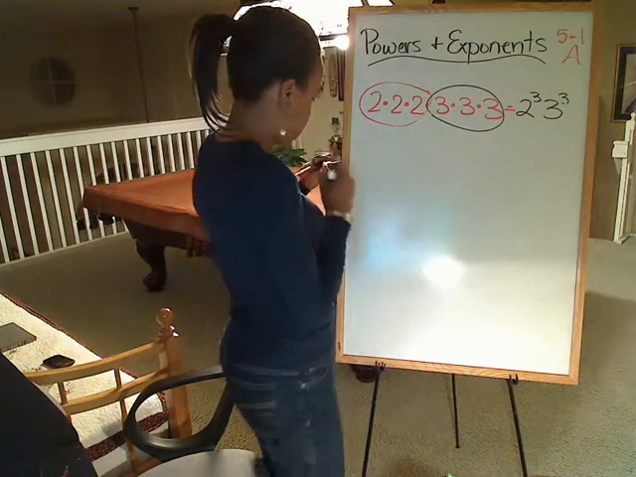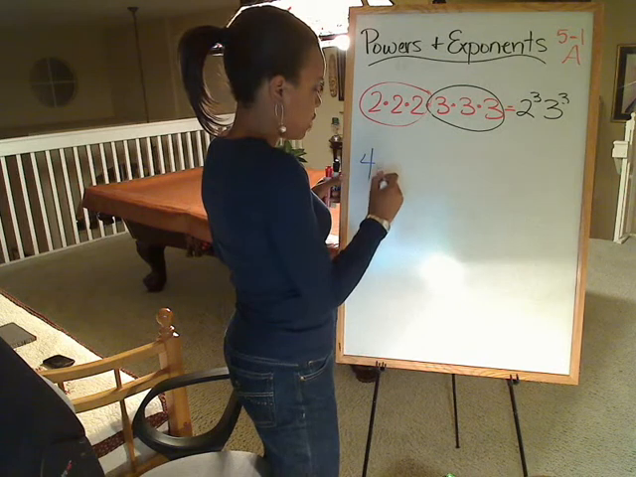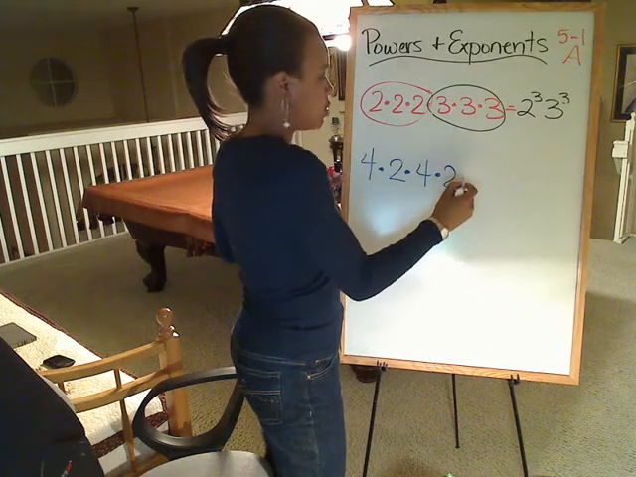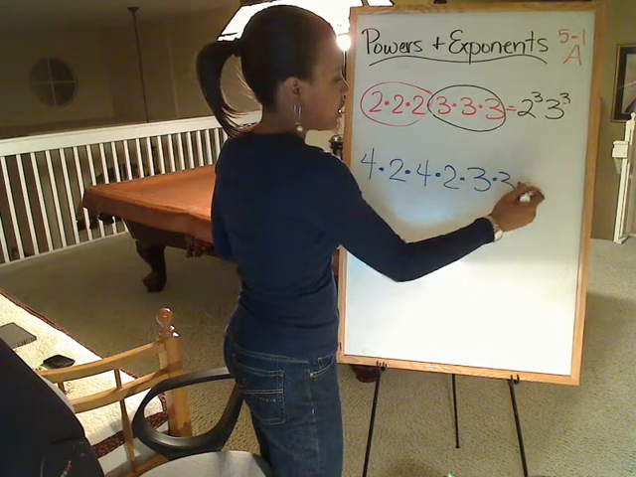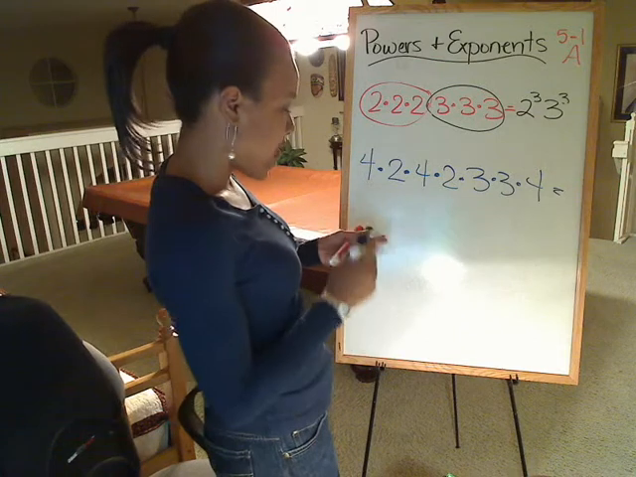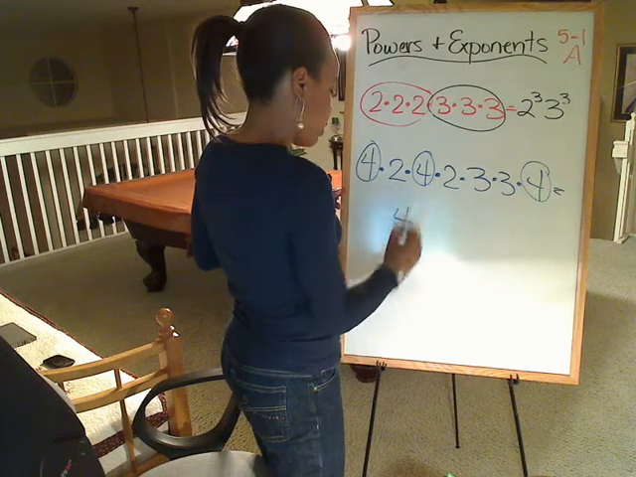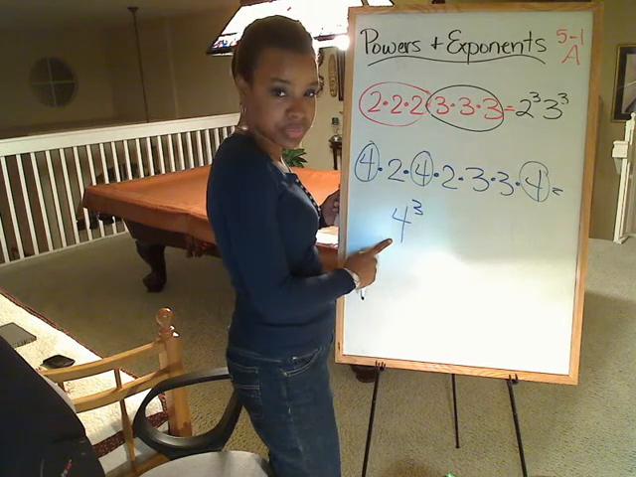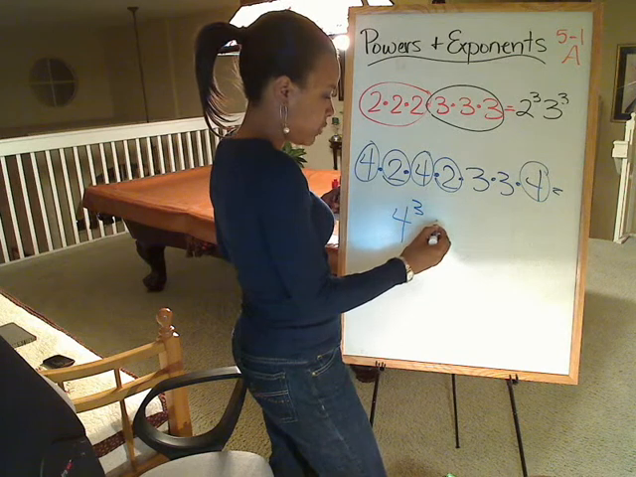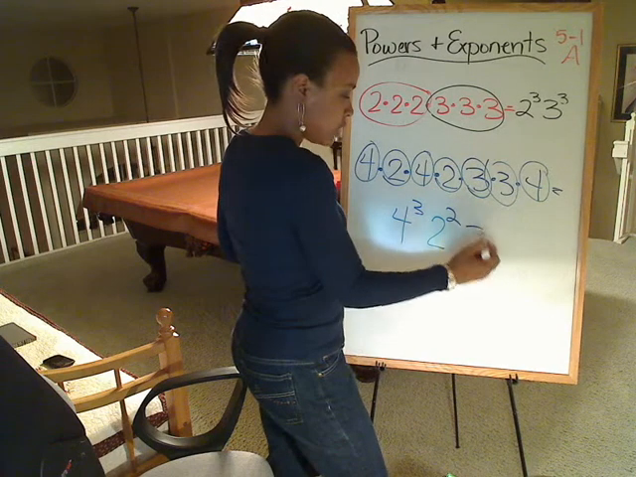Say I have 4 times 2 times 4 times 2 times 3 times 3 times 4. That's a long one, right? So first, let's group them together. How many 4s do I have? 1, 2, 3. So I have 3 4s. How many 2s do I have? 1, 2. So I have 2 2s. How many 3s do I have? 1, 2. So I have 2 3s.